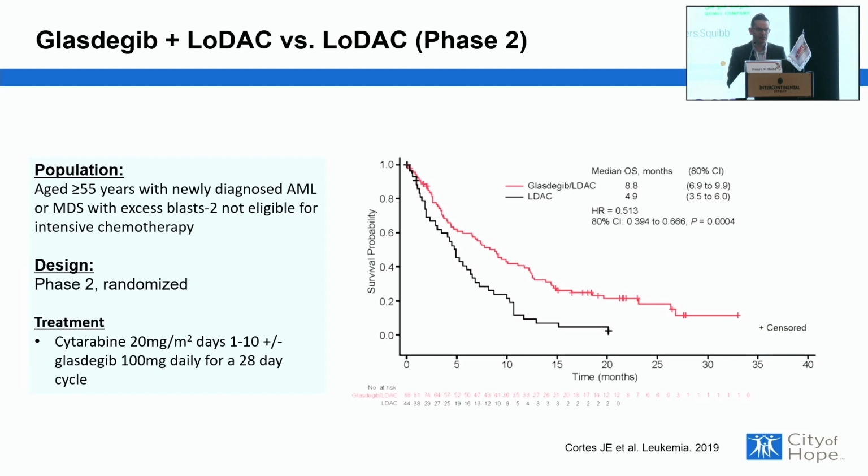The treatment plan for this study was cytarabine 20 milligram per meter square on days 1 to 10, plus or minus glasdegib 100 milligram daily for a 28-day cycle. Median overall survival was improved from around 5 months to 9 months. Again, with some patients, around 15%, having long-term survival for more than 2 years.